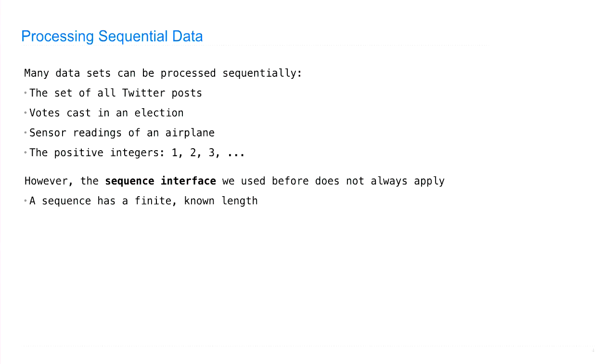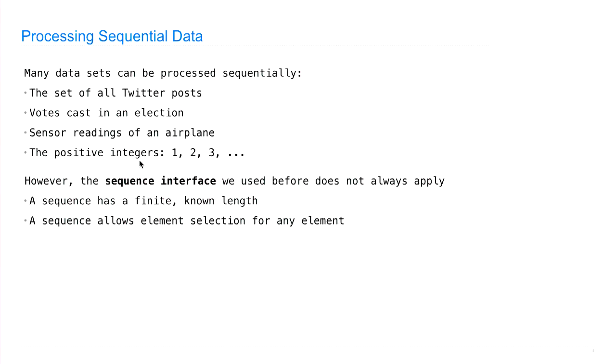A sequence is supposed to have a finite length that you know in advance. That way you can put all the elements in a list at once. And it's supposed to allow element selection for any element. Now, these 2 properties don't always apply to data that you want to process. Because, for instance, the positive integers is sequential, but it goes on forever, so it doesn't have a finite length. It doesn't make sense to say what's the length of all positive integers.